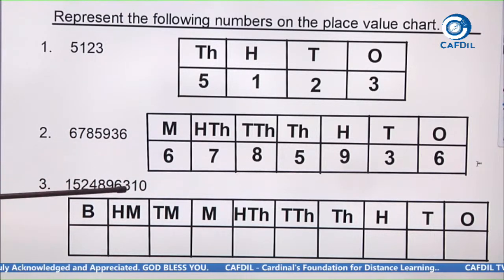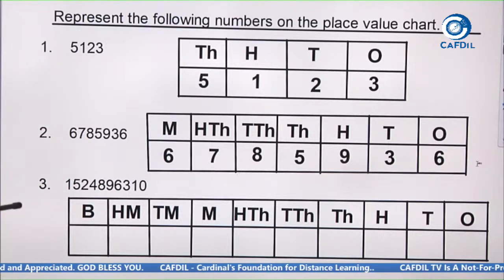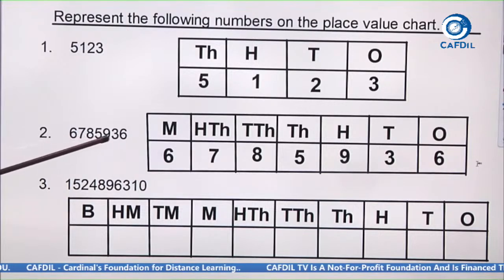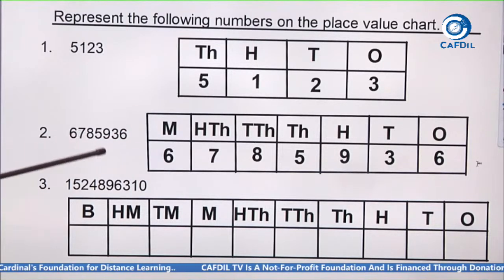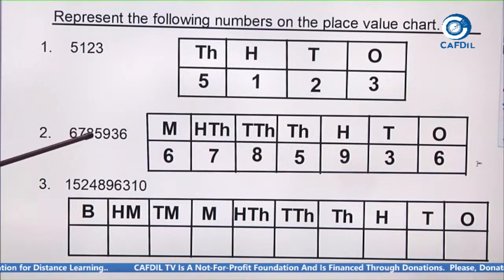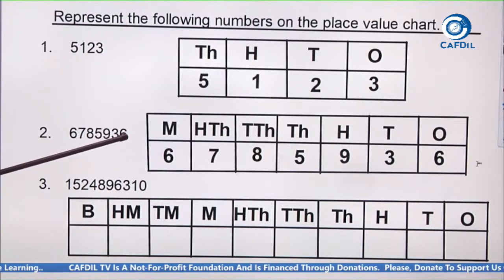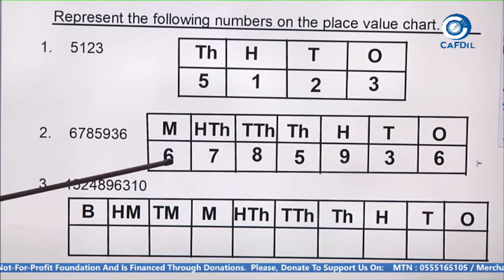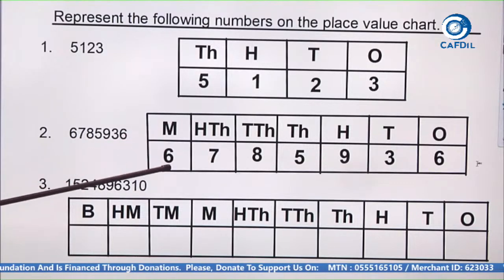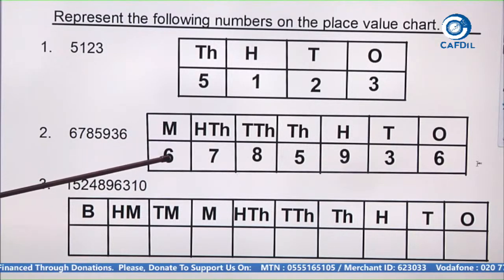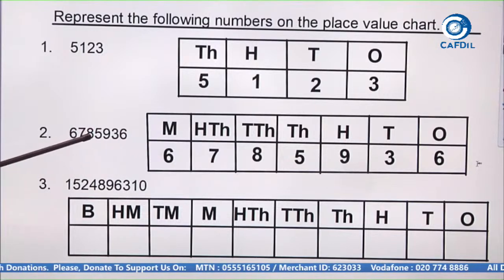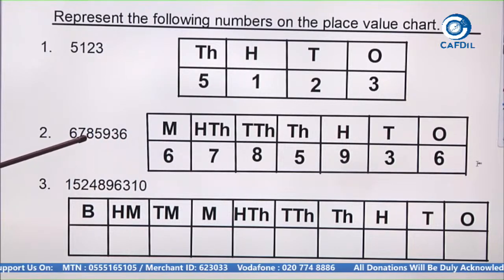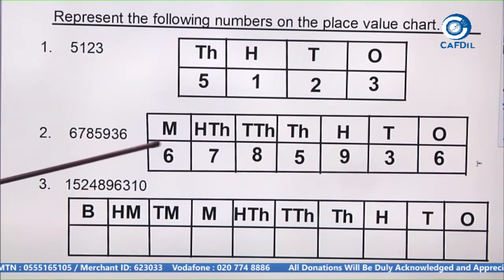The same thing. If you want to expand, you write your 6 and assume the rest to be zeros. How many zeros after the 6? 1, 2, 3, 4, 5, 6. So 6 with 6 zeros is under the millions column. So this is 6 million. The next is 7. Assume the rest to be zeros. 7 with 5 zeros is 700,000.